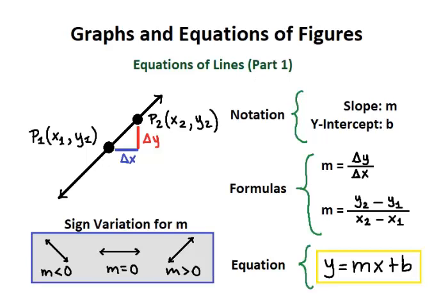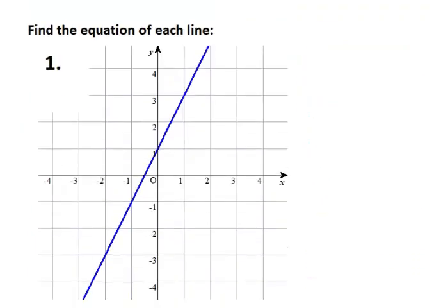The formula that we're going to use for the answers is y equals mx plus b, where m is going to be the number we're going to call slope, and b is going to be the number we're going to call y-intercept. So let's go see how we do this.